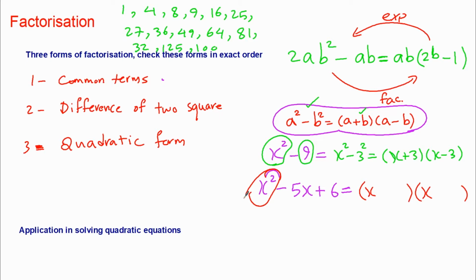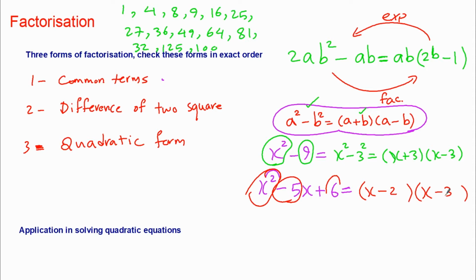Now we are looking for two numbers here that add to minus 5 and multiply to 6. So if I look at this, I will have minus 2 and minus 3. Minus 2 and minus 3 add up to become minus 5, and they multiply together and become plus 6. So that is one form of these quadratic factorizations.